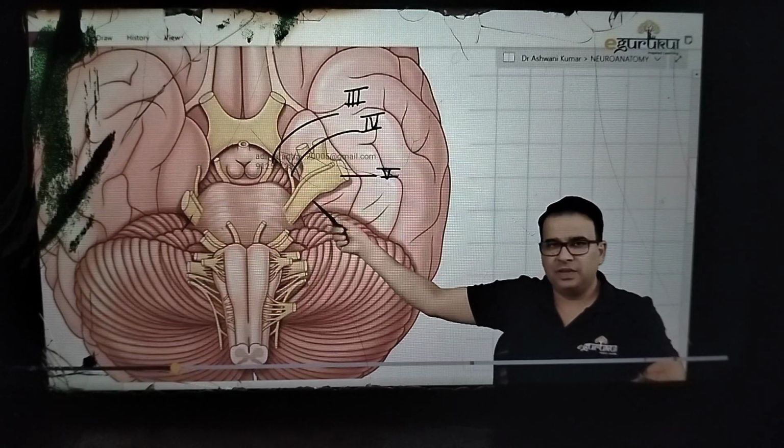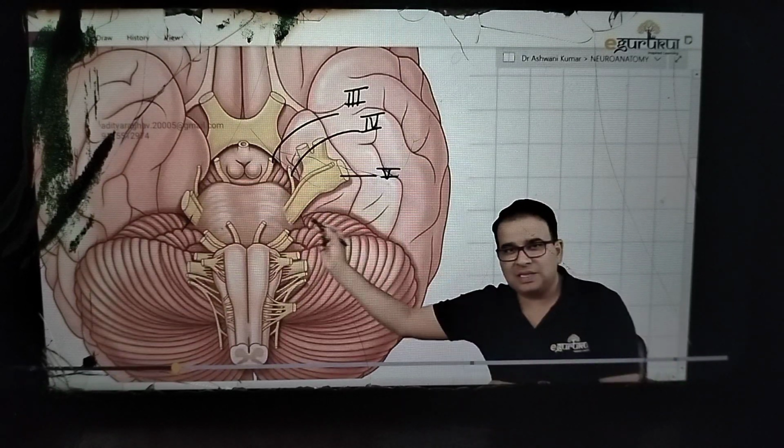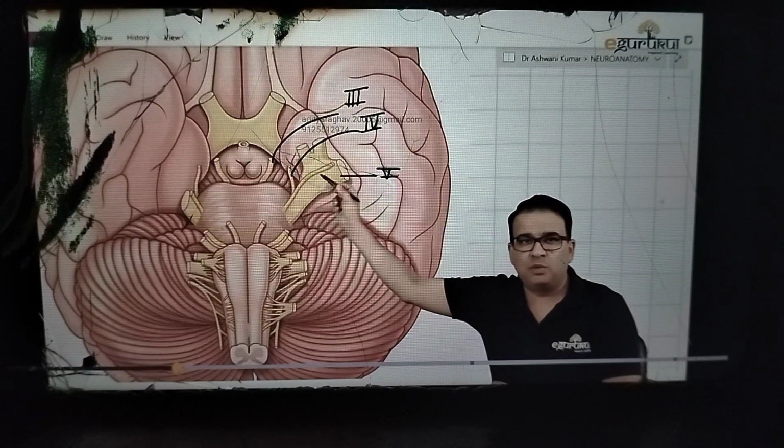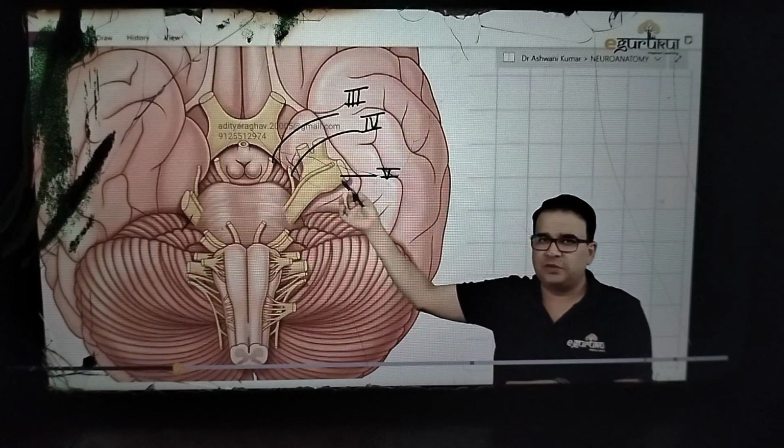Although you see two roots of the fifth nerve, the fifth nerve is predominantly a sensory nerve. So we have a thicker sensory part, and then a thinner motor part. That's the motor part only, which will contribute to the mandibular nerve. But overall, it's the trigeminal nerve only, coming out from the ventral aspect of the pons.